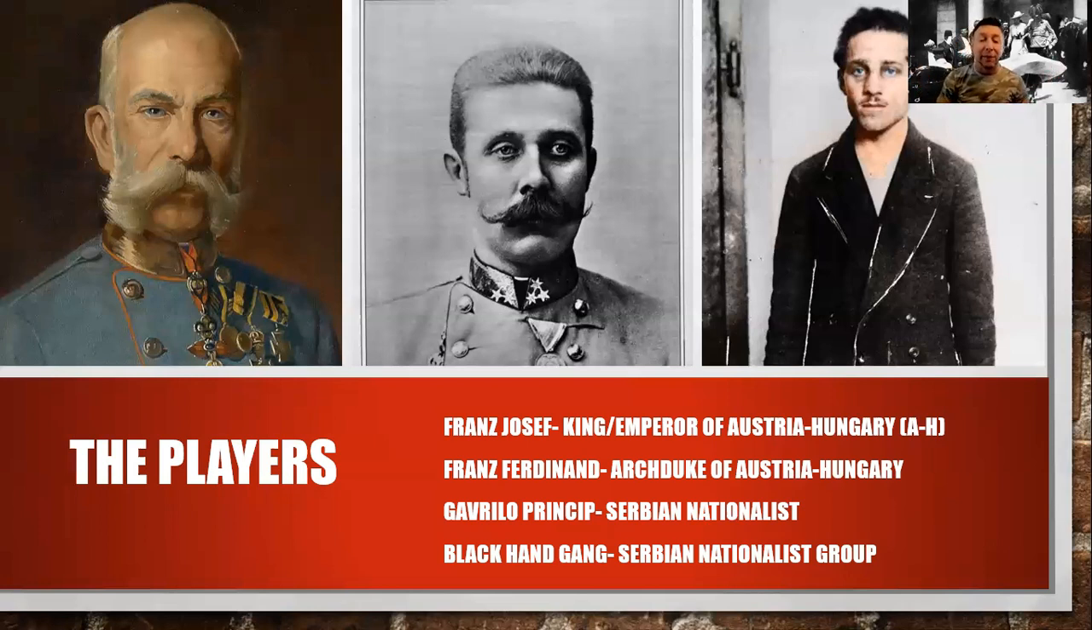The next is Franz Ferdinand. He is the Archduke of Austria-Hungary. He is the heir to the Habsburg throne. It's the Habsburg family. And then to the right, you can see that is Gavrilo Princip. He is a Serbian nationalist. He's also the leader of what's known as the Black Hand Gang. So these are the players in the events leading to World War One.